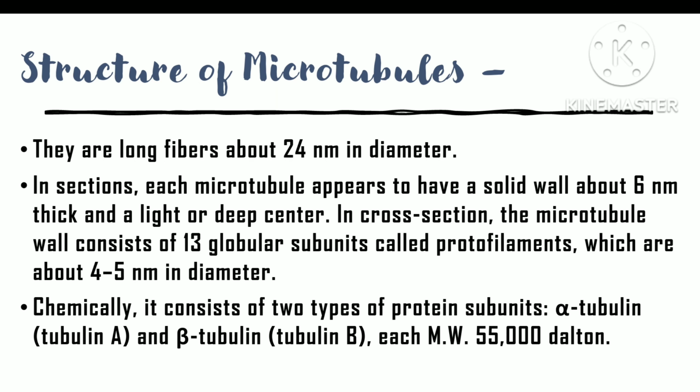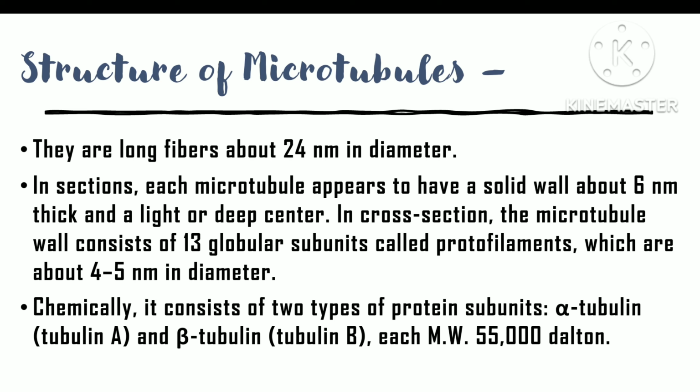Structure of microtubules. They are long fibers of indefinite length, about 24 nm in diameter. In cross section, each microtubule appears to have a dense wall of 6 nm thickness and a light or hollow center. In cross section, the wall of the microtubule is made up of 13 globular subunits called protofilaments, about 4 to 5 nm in diameter.